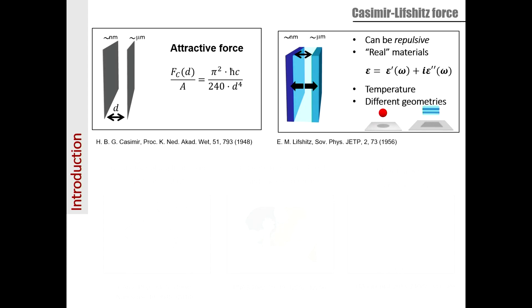A few years later, Lifshitz and collaborators made an extension to real materials, in the sense that the optical properties, or the permittivity, of the materials was taken into account, and made the extension to finite temperature and to different geometries like the sphere and the plane, or a multi-layer structure and a plane. Since then, there's been a huge amount of work, for instance, as Bettina said, including more complex geometry. One of the most interesting results of this extension is the prediction of a repulsive force under certain conditions.